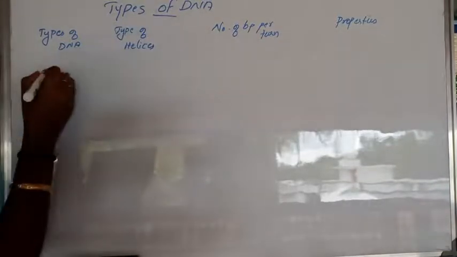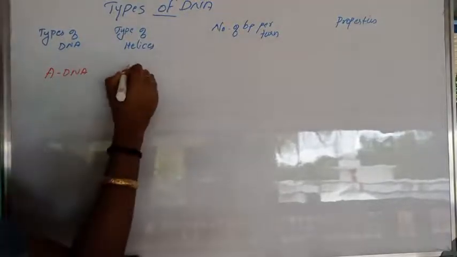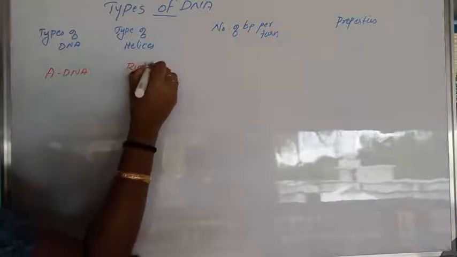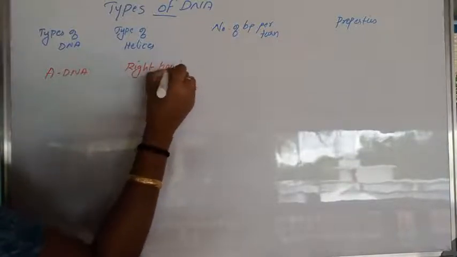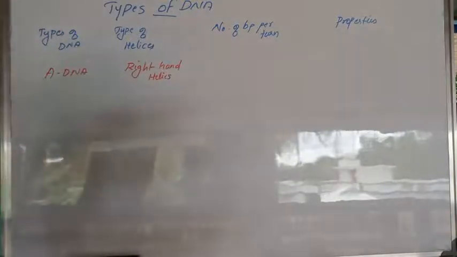The first one is A-type DNA. A DNA is a right-handed helix. So altogether we can say A, B, C, and D DNA are right-handed helix, whereas only Z DNA is a left-handed helix. That is one common property.